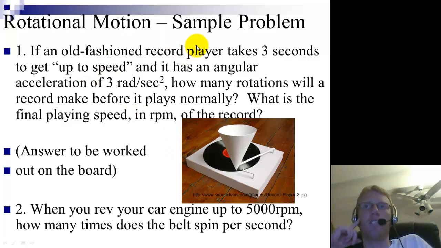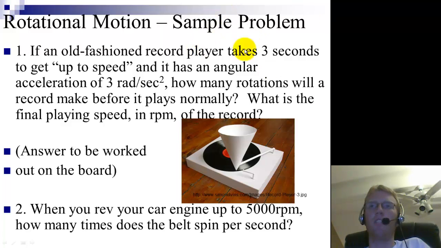An old-fashioned record player takes 3 seconds to get, quote, up to speed, which means that's how fast it should be going when it's playing the song. And it has an angular acceleration of 3 radians per second squared. How many rotations will it take before the record can play normally?